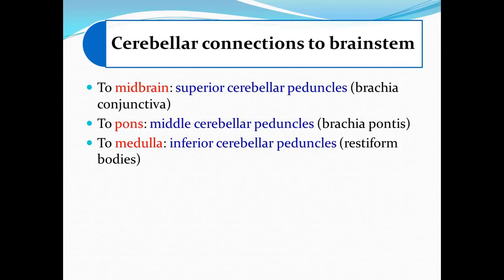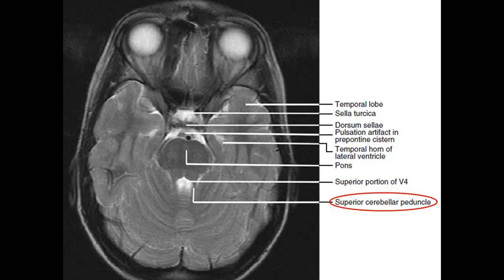The cerebellum is connected to the brainstem with several pairs of peduncles. There are 3 pairs of peduncles. The superior cerebellar peduncles, these are the peduncles that connect the cerebellum with the midbrain, the highermost part of the brainstem. Then the middle cerebellar peduncles, these are the peduncles that connect the cerebellum with the pons. And then the inferior cerebellar peduncles, they connect the cerebellum to the medulla oblongata inferiorly.